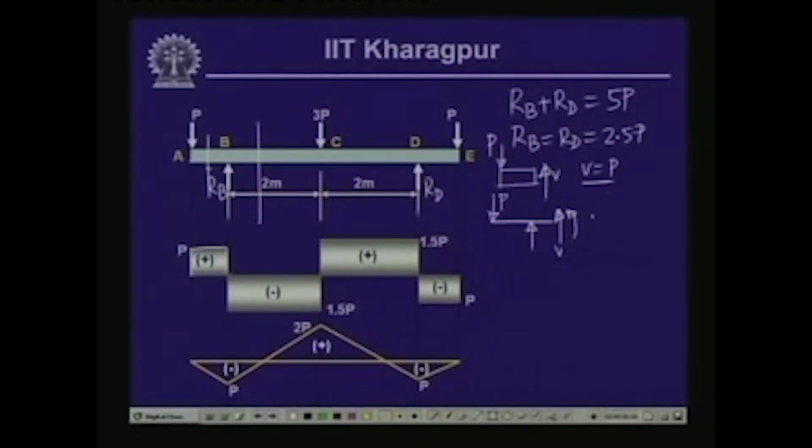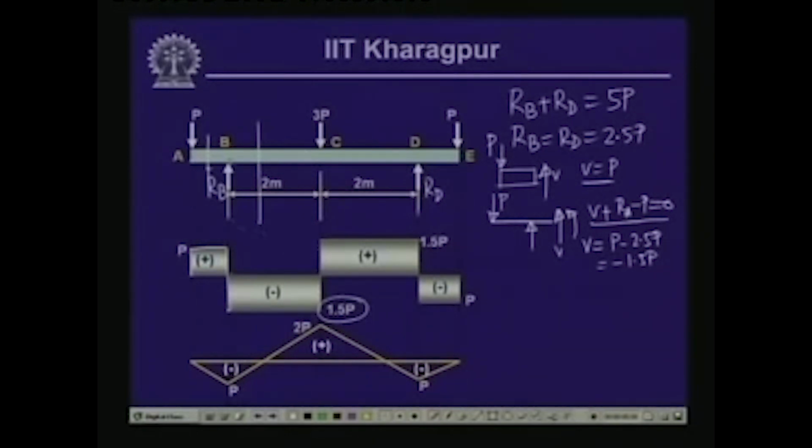Now, V plus R A minus P is equal to 0. So, this gives us V equals P minus R A. Now, R A is 2.5, so this is 2.5 P, so this is equal to minus 1.5 P. So, from plus P it goes to minus 1.5 P at this particular point. So, this is what is indicated in this diagram, this is 1.5 P.